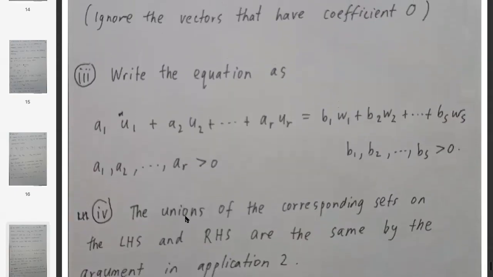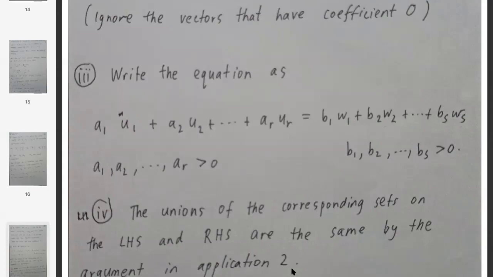And now, of course, our groupings will be the sets corresponding to u1, u2, ur, and the other group will be the sets corresponding to w1, w2, ws, and the unions of the corresponding sets on the RHS and LHS are the same by the argument in application 2.